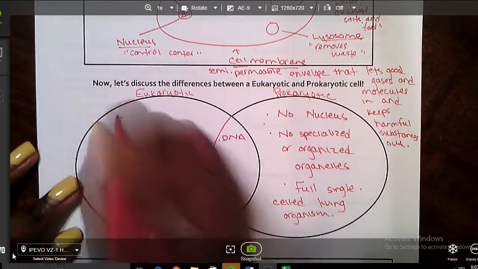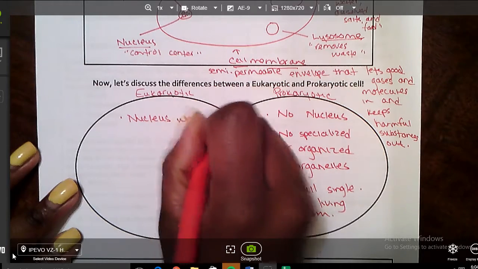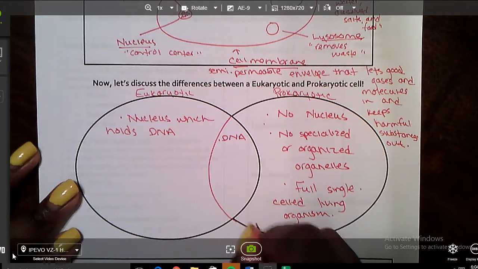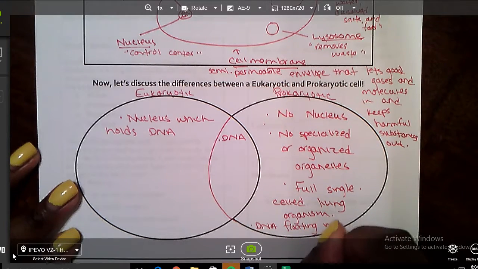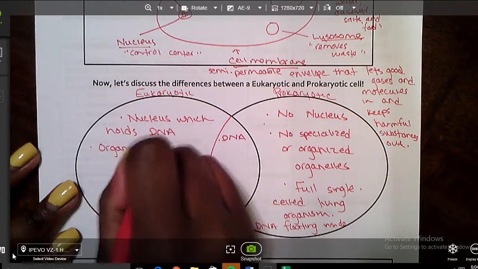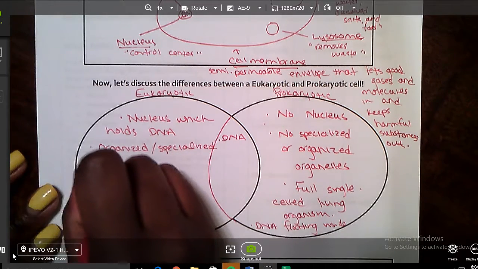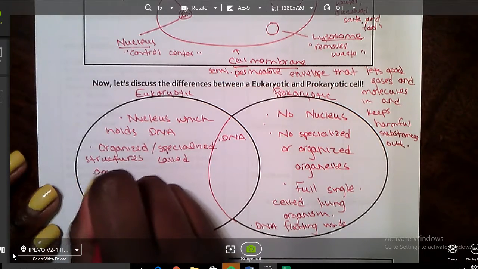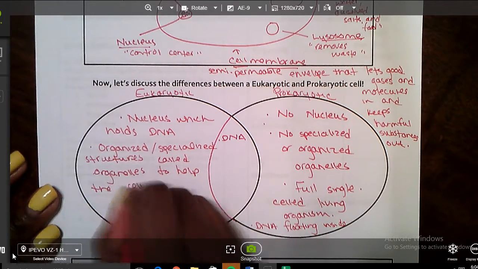We're going to move over here. Eukaryotic cell has a nucleus, which holds DNA. Remember over here, the DNA is just floating inside. Here we have organized or specialized structures called organelles to help the cell function.